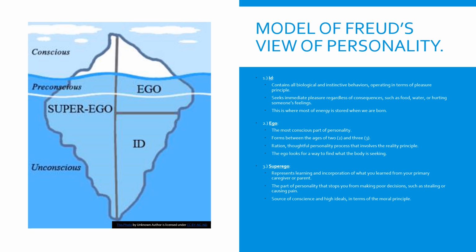All those different things. So it's part of the personality that stops you from making poor decisions such as stealing or causing pain. And it's the source of conscience and high ideals. This is where your conscience is. Hey, I shouldn't steal that car. Hey, I'm not gonna go rob that bank. Again, not saying you should, but you know what I mean? That's our part of conscience there, telling us what is right and wrong. Hey, that's not right. I'm not supposed to do that. It's a moral principle.